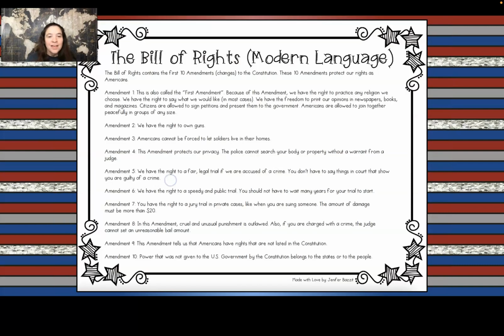This is a page that you can get on my blog, or if you can't find it, just email me and I will send it to you. This is the Bill of Rights in modern language. So I just took the Bill of Rights and I took those 18th century terms and I modernized them so that students could understand the Bill of Rights using modern language.